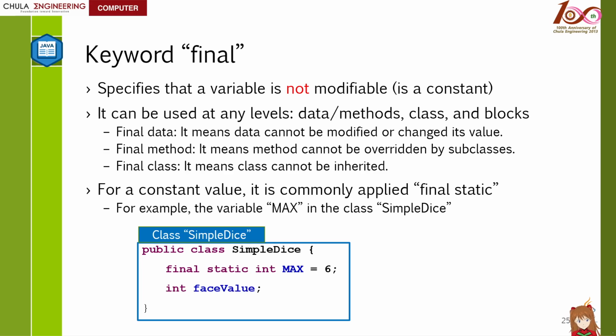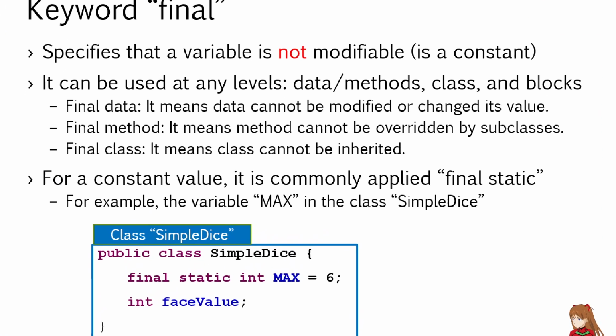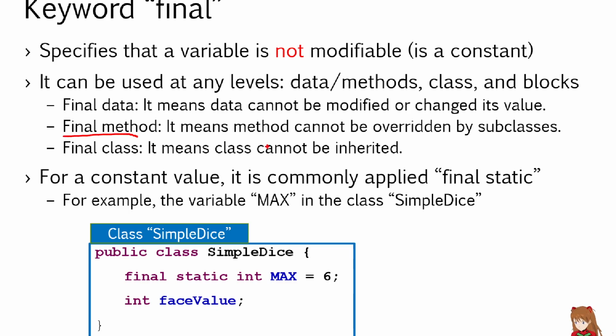And final, now we've seen that a final variable means a variable that can only be assigned once. Alright? But final does not only apply to data. The final keyword can be applied to methods and classes as well. So for a final method, it means the method cannot be overridden by methods of the subclass.